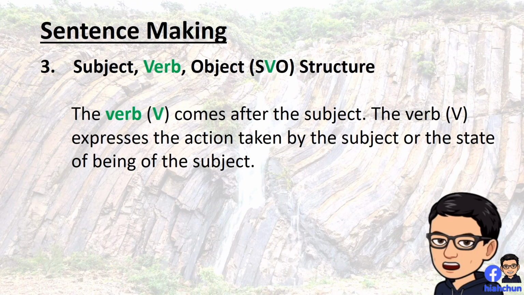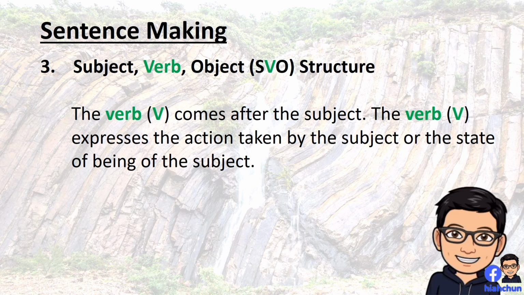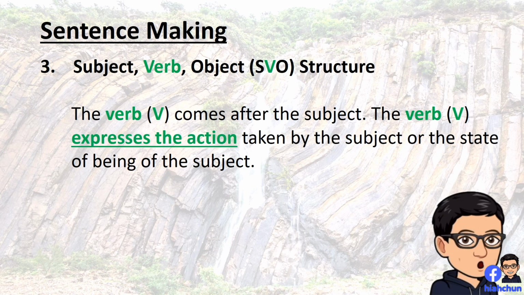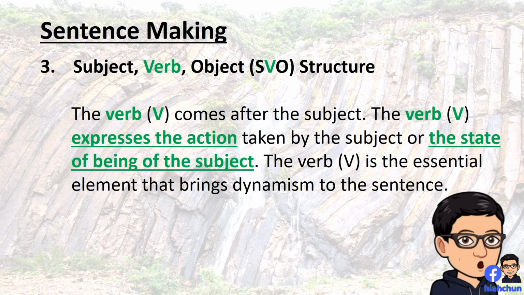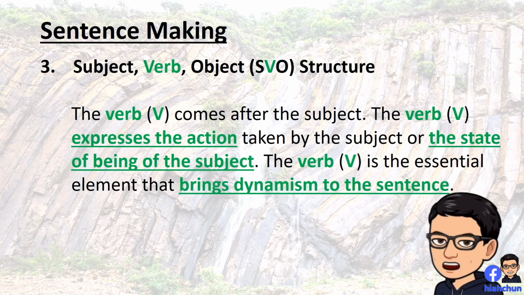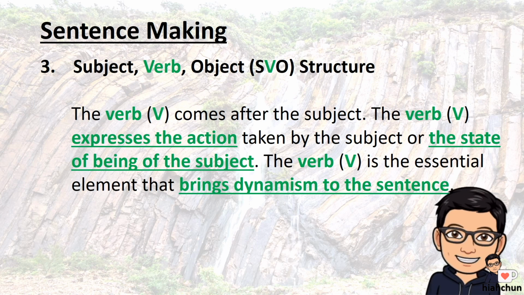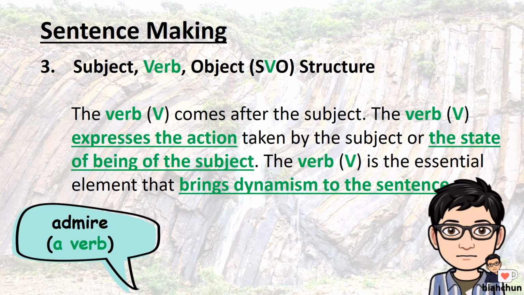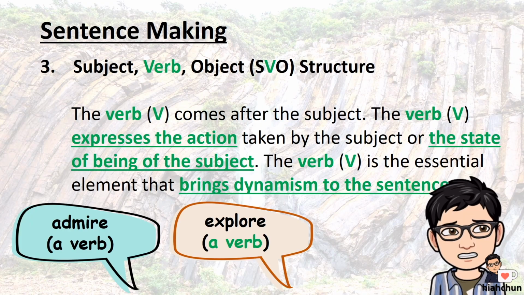The verb comes after the subject. The verb expresses the action taken by the subject or the state of being of the subject. The verb is the essential element that brings dynamism to the sentence. Admire is a verb, for example, and explore is a verb.